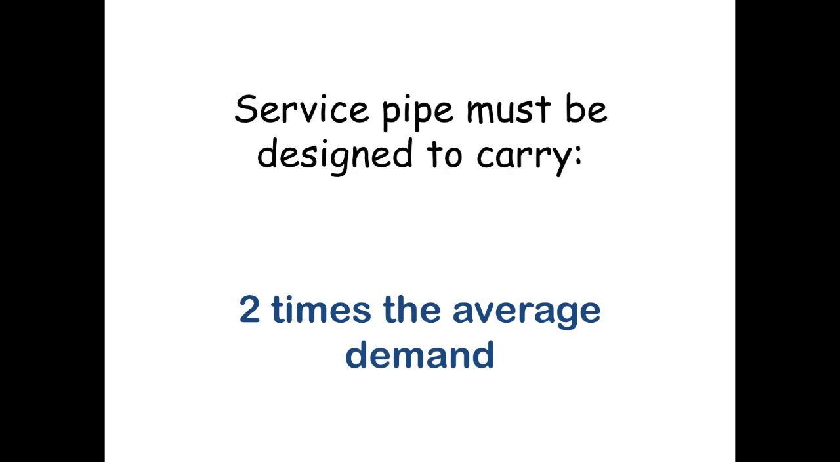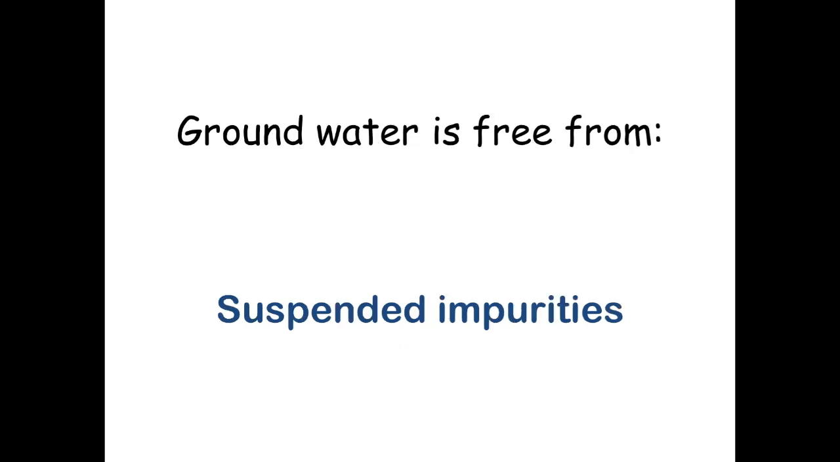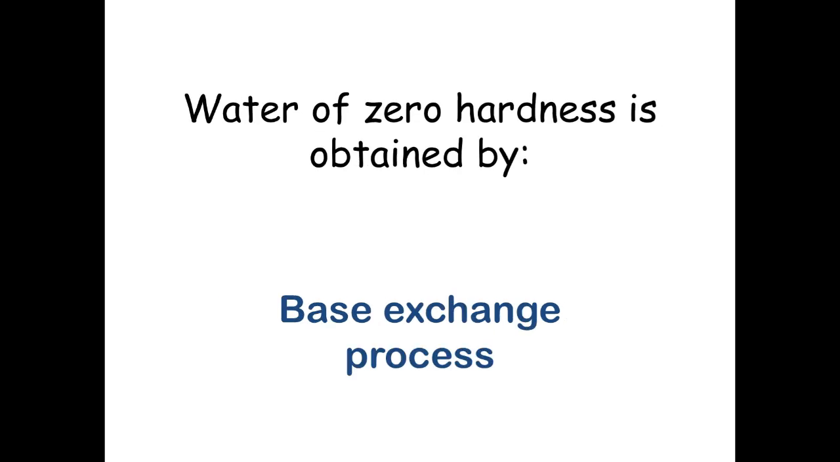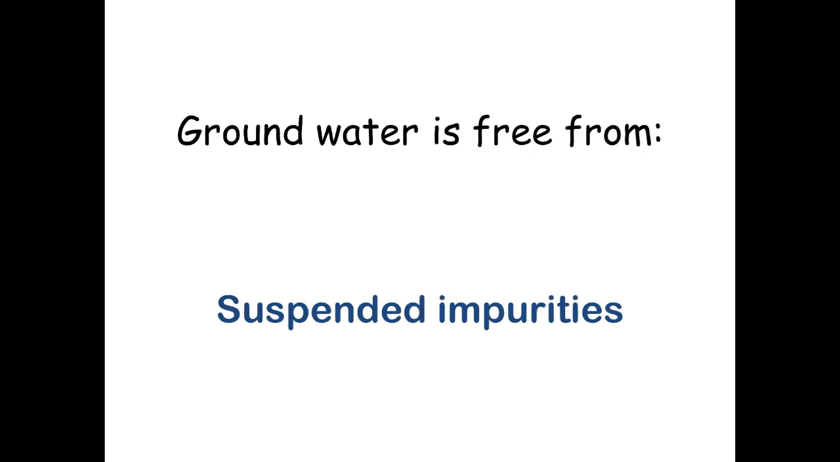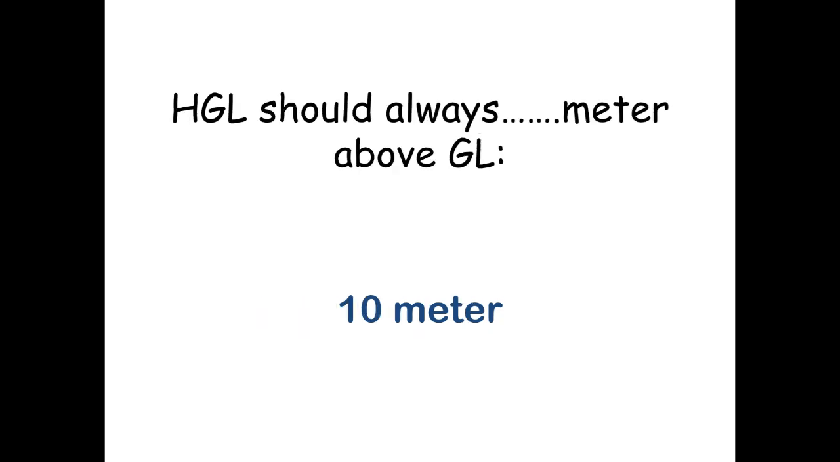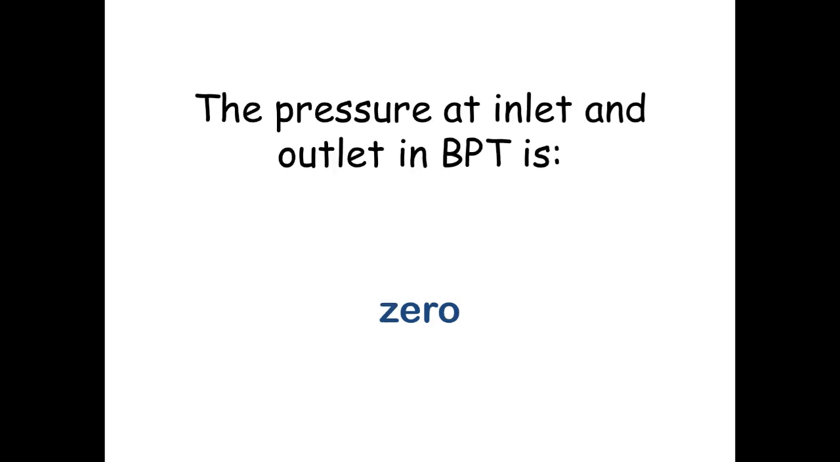Service pipe must be designed to carry 2 times the average demand. Water of zero hardness is obtained by base exchange process. Groundwater is free from suspended impurities. HGL should always be 10 meter above ground level. The pressure at inlet and outlet in break pressure tank is 0 and 0.